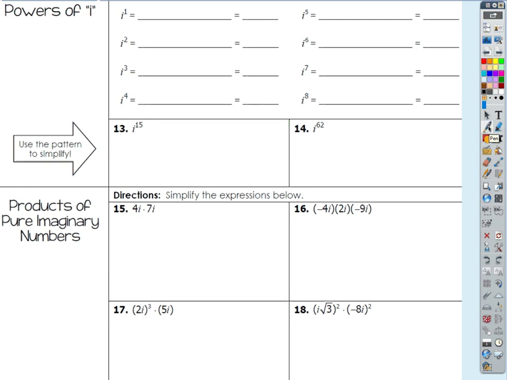Okay, we're going to look at some patterns here. We're looking for powers of i. And what's the definition of i again? Okay, i is equal to the square root of -1. Good.